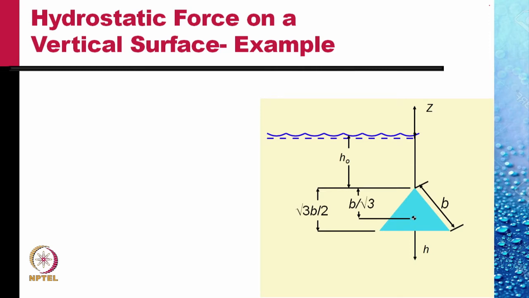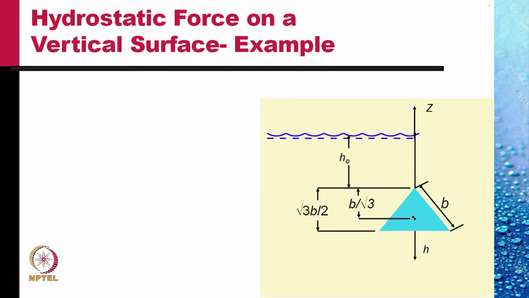Let us do an example. We have an equilateral triangular plate with each side equal to b. It is immersed in a liquid of density rho to a depth such that the vertex of the triangular plate is at depth h naught. We have to find the location of the centroid.